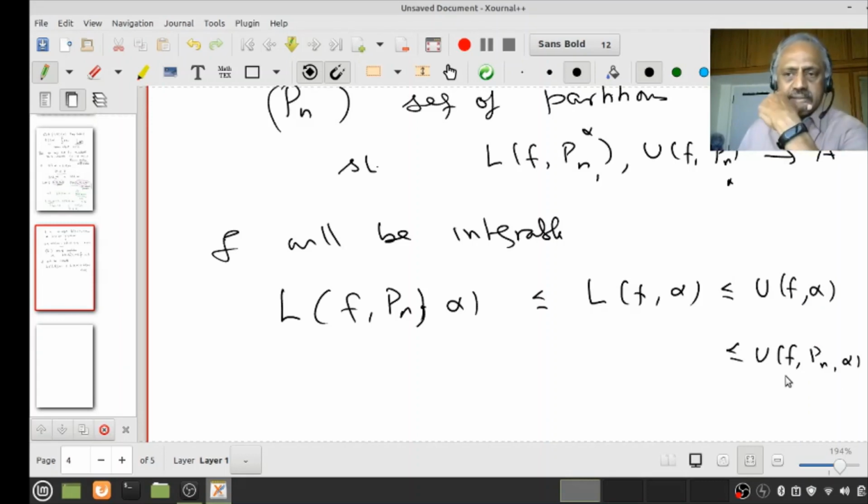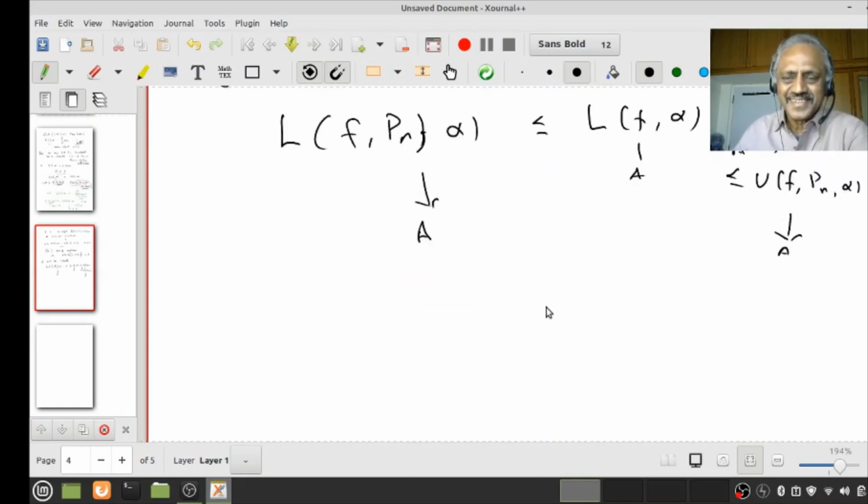Yes, right. Now I'm sure all of you know what I want to use. Yes, use the sandwich lemma. Where does this go to? This goes to A and this goes to A. Therefore it forces this goes to A and this goes to A. Therefore f will be integrable. Do you understand? Do you enjoy this?